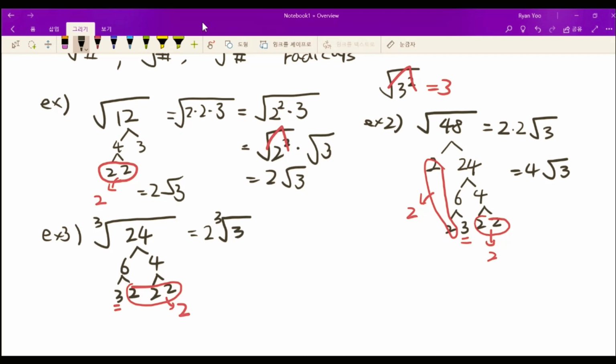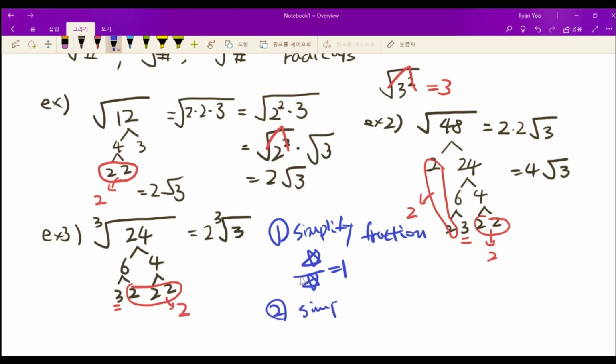Same concept. The purpose of knowing the prime number factorization at the high school level is, number one, so that you can simplify fractions. Remember this, the same thing over the same thing is equal to 1. And number two, you need it to simplify radicals.